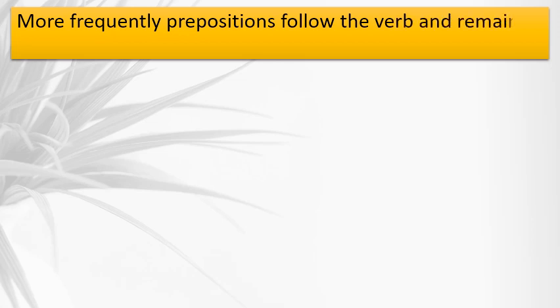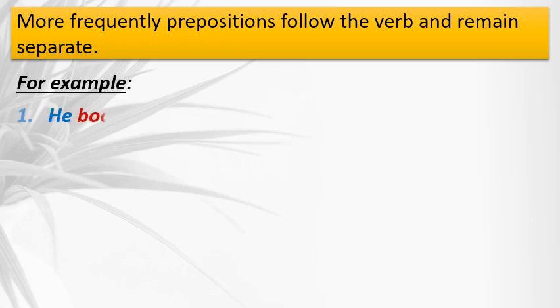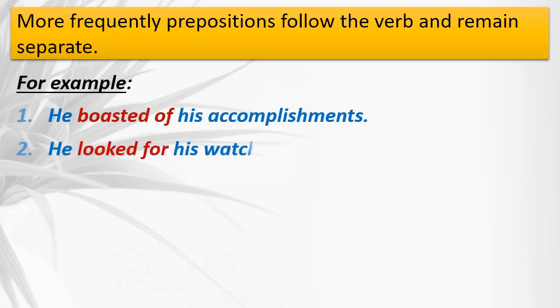Now let us see rule number 2. More frequently, prepositions follow the verb and remain separate. To clarify it, let's see some examples. Number 1, he boasted of his accomplishments. So as you can see, of is a preposition which follows the verb boasted. They are spoken together but written separately. Same with example number 2, he looked for his watch everywhere.